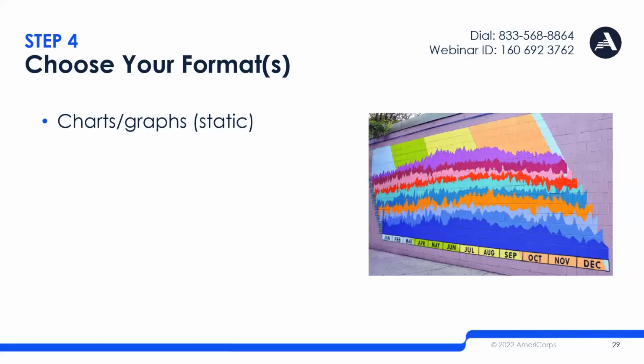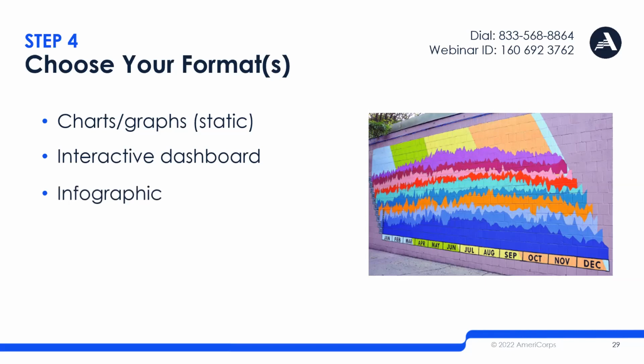So step 4 is choosing your formats. And this is a very broad version of formats. So in this presentation, we'll mostly be talking about static charts, the kinds of things you would see in a report or slide deck, and that matches what people said early in the presentation when asked, where will you be presenting this? Most people said meetings and reports.